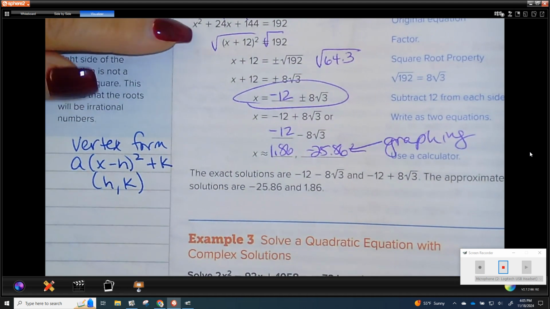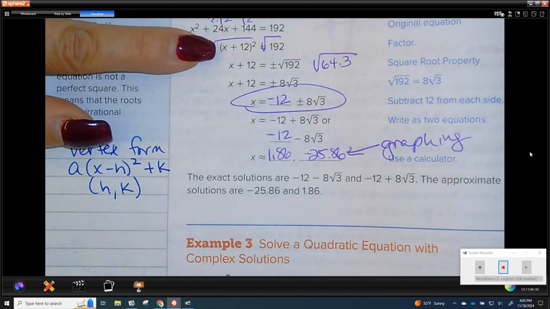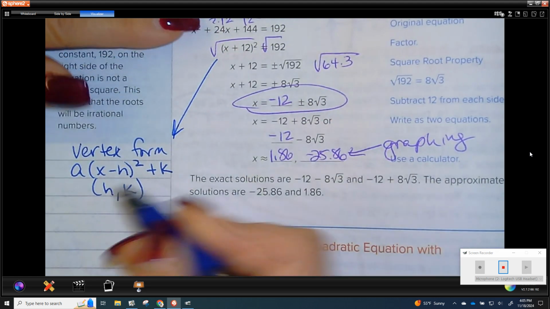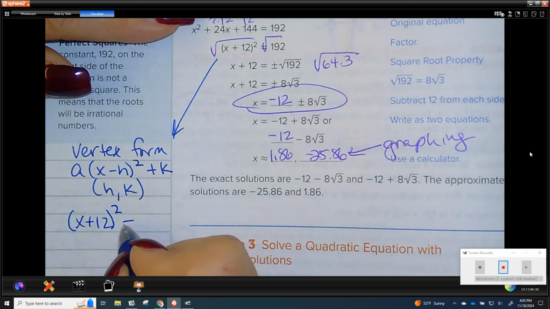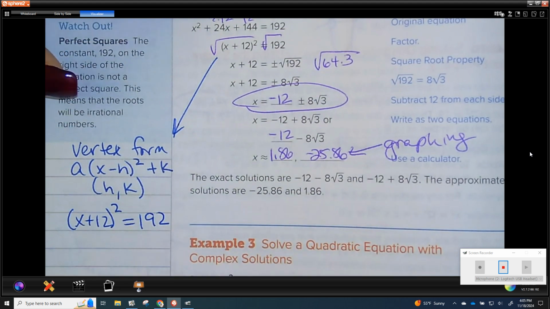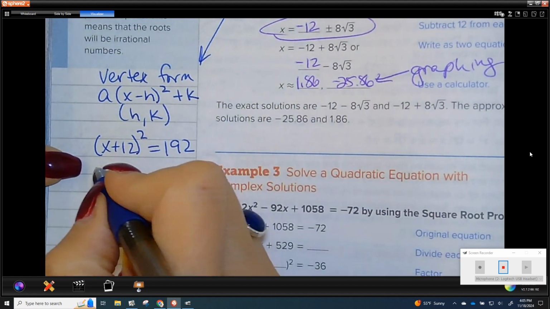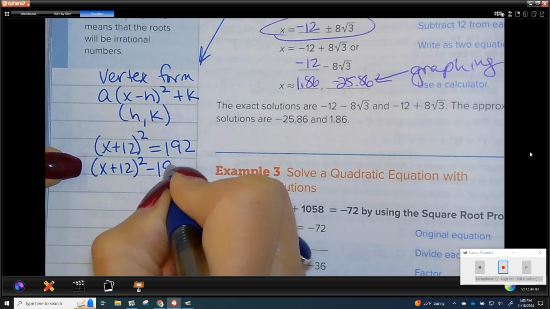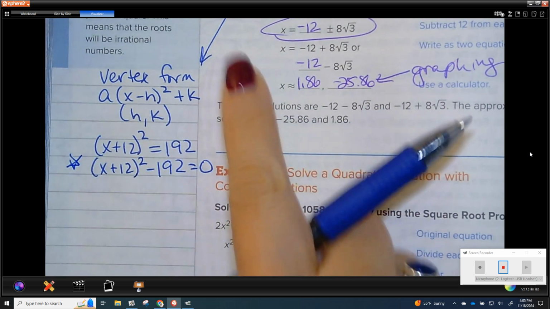Now, where do we do that? From right here before taking the square root. So I'm going to rewrite that down there. (x plus 12) squared equals 192. To write this in vertex form, you've got to get everything to one side. (x plus 12) squared minus 192 equals 0. This is the vertex form of that parabola.